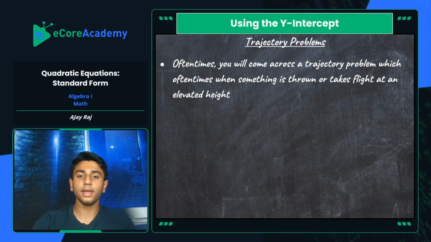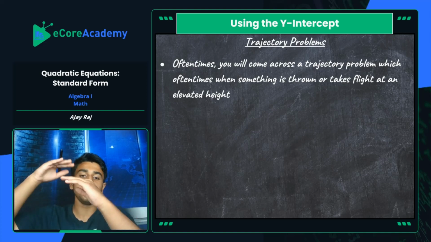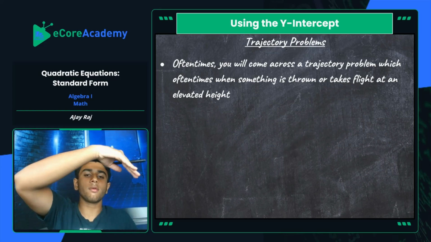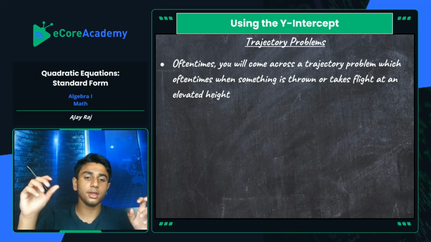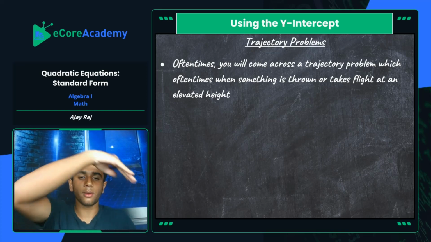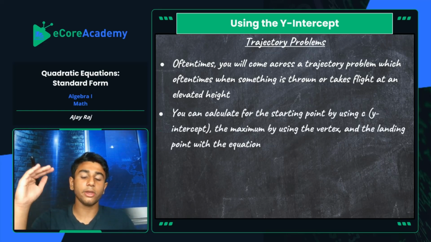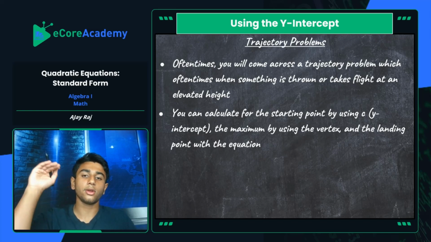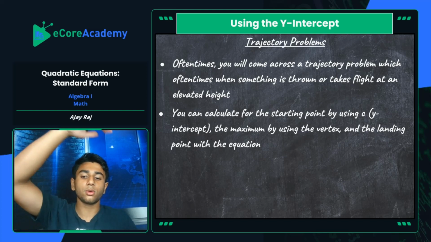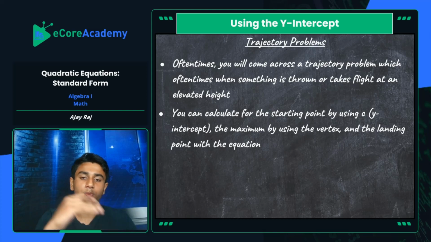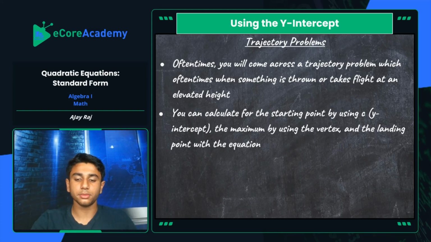And also, if you think about a plane taking flight from an elevated position, it goes up in the air. It's a little bit less of a traditional parabola, but we always use parabolas to give a graph of best fit to identify where it's going to land. You can calculate the starting point of those objects by using c, your y-intercept, essentially where that starting point is on your y-axis. You can calculate the maximum, the highest point that it will go, by using the vertex, just like we did in the previous slide. And also you can calculate the landing point where it hits the x-axis with the standard form equation itself.